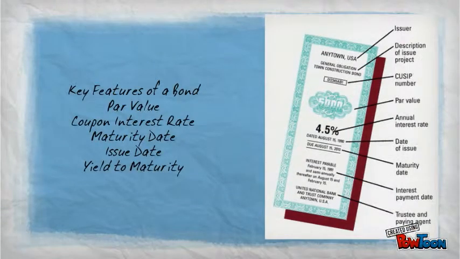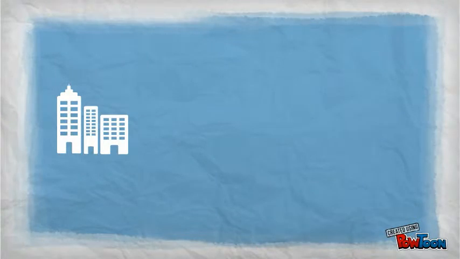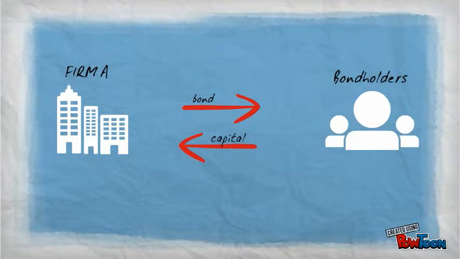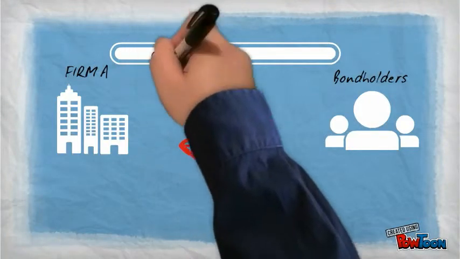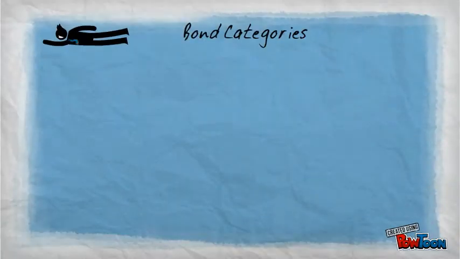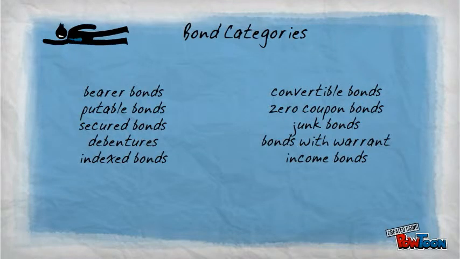Here are some of the main features in a bond. This is the basic flow for bond valuation. As you can see, the bondholder invests money or buys a bond from a firm. The firm then issues the bond to the holder. They either receive coupon interest or par value after the bond has matured. There are 10 types of bond categories.